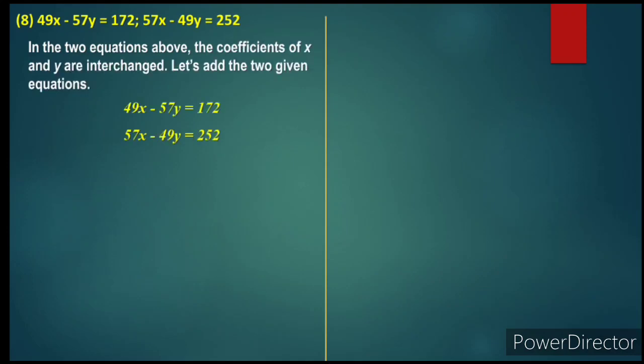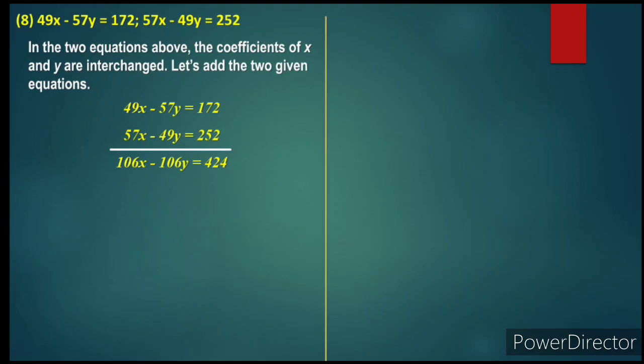We'll add the equations. We have written both the equations. Now we are going to add them. So 49x plus 57x is 106x. Then coming to the middle term, minus minus is plus, but the sign of the greater number is minus. So again 57 plus 49 is 106. And here when you add 172 to 252, you will get 424.